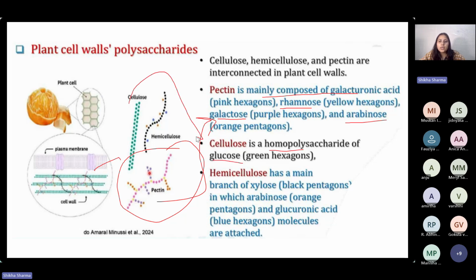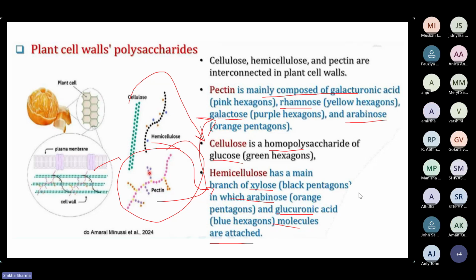So like this is cellulose, and hemicellulose is basically a main branch of xylose, to which arabinose and glucuronic acid molecules are attached. Glucuronic acid, xylose and arabinose, so three molecules are there basically in the hemicellulose structure.